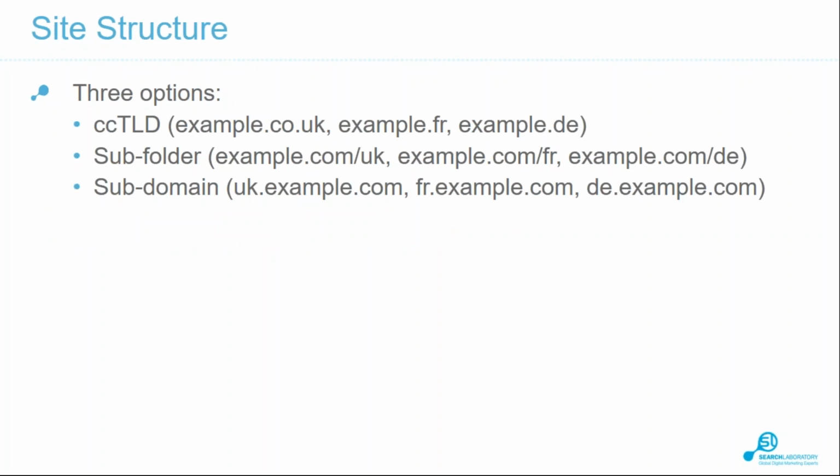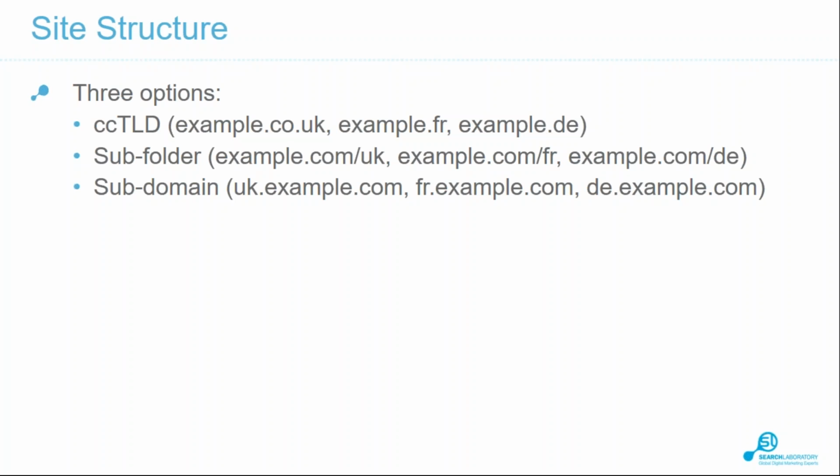So the first thing I wanted to introduce was the 3 different ways that you might want to structure your website for international coverage. The first approach is ccTLD. Now this stands for country code top level domain, and the examples that I've given in brackets there would be quite evident: .co.uk, .fr, .de. This is a country specific domain extension that's very specific, very targeted to that location.